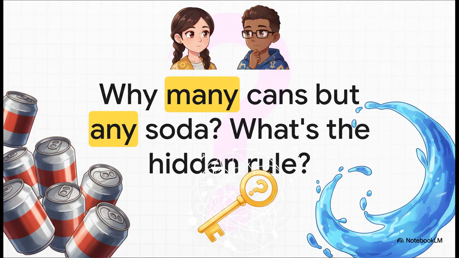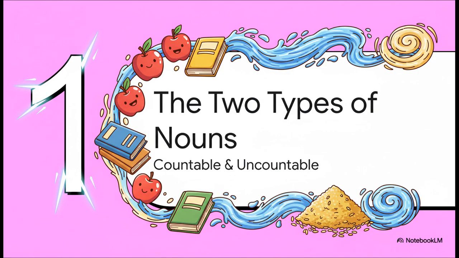And that right there, that's the central puzzle we're tackling today. Why does the language switch up like that? Why ask how many for one thing but not for another? Well, there's a secret rule at play. And don't worry, we're about to crack the code. So the secret, well, it all comes down to how we think about stuff. It really boils down to two basic types of nouns. And trust me, once you get this, you'll start noticing it everywhere.